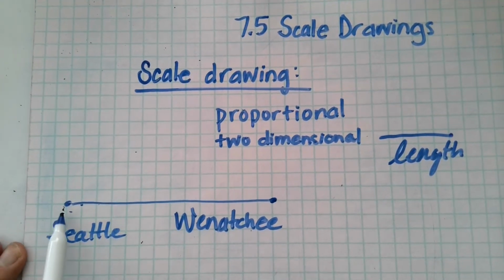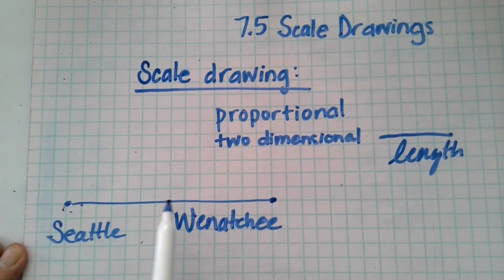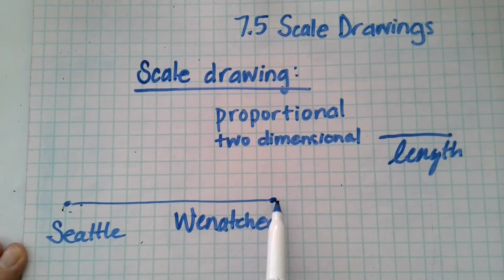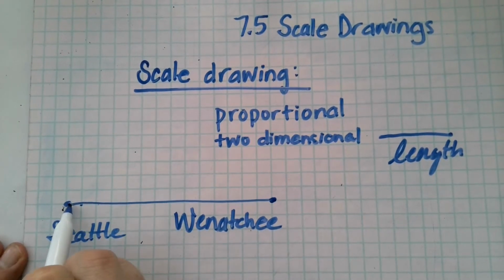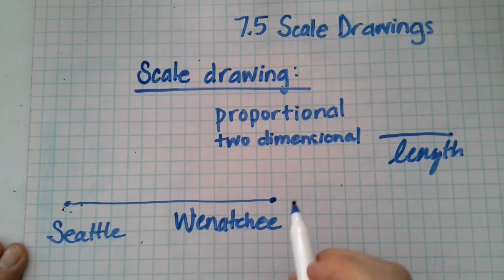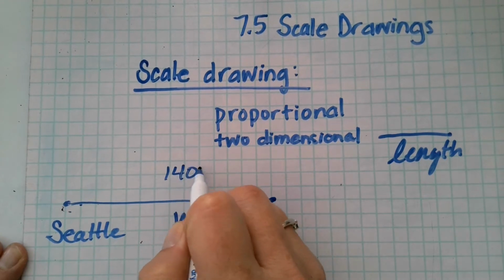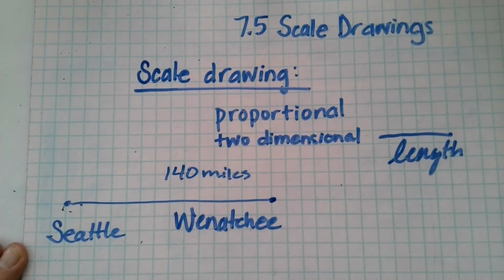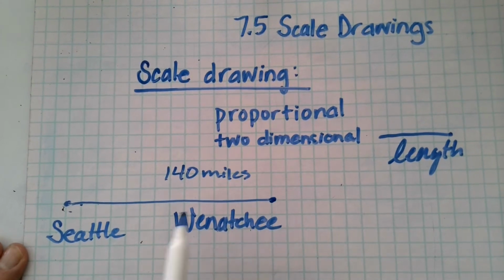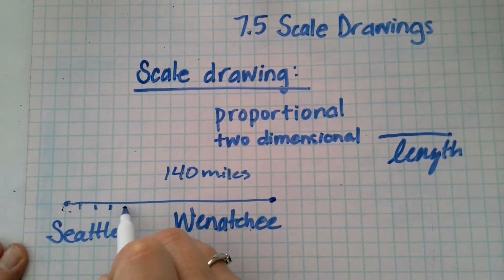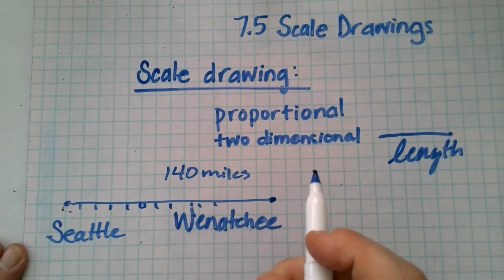So if we were to draw a scale drawing of a map or a route from Seattle to Wenatchee, just distance. This is as the crow flies, right? You're not staying on the highway, you are just flying directly. It would be about 140 miles. Now we know that this distance you're seeing right here is not really 140 miles. But if we were to count out the squares, we would notice that we have 14 squares here, okay?